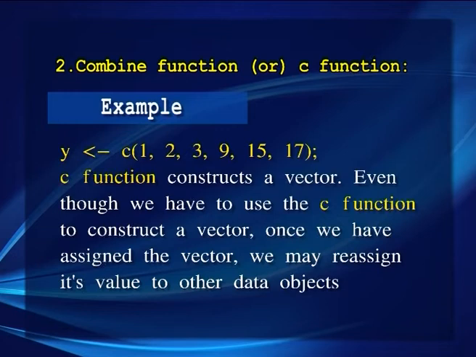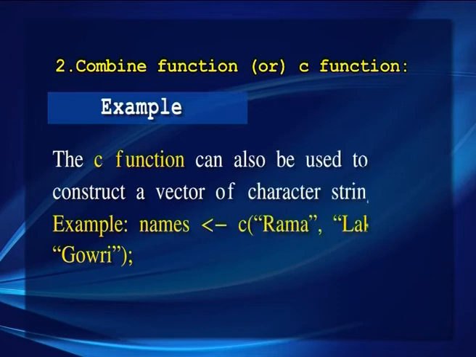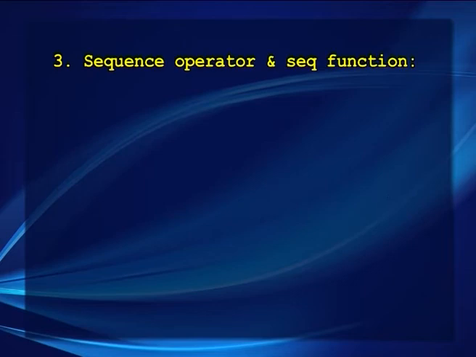Even though we have to use the c function to construct a vector, once we have assigned the vector, we may reassign its value to other data objects. The c function can also be used to construct a vector of character strings. Example: names, use the assignment operator c, open the bracket and within double quotes Rama, comma, again within double quotes Lakshmi, comma, again within double quotes Gauri, close the bracket and put a semicolon. The characters are assigned.